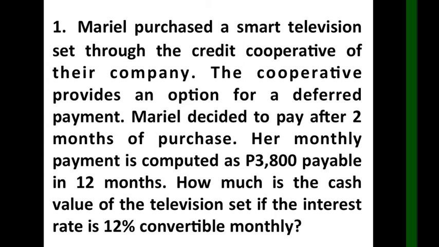Marielle purchased a smart television set through the credit cooperative of their company. The cooperative provides an option for a deferred payment. Marielle decided to pay after 2 months of purchase. Her monthly payment is computed as 3,800 payable in 12 months. How much is the cash value of the television set if the interest rate is 12% convertible monthly?